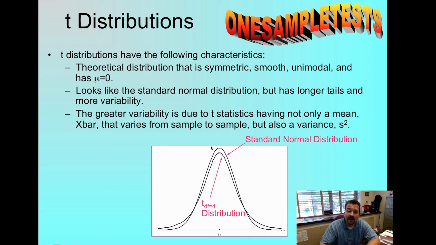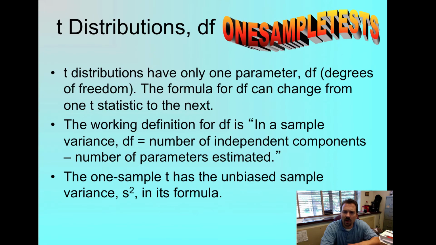The greater variability in the T distribution is due to the fact that it not only has a mean, x bar, that varies from sample to sample, just like the Z statistic does, but it also has variance, s squared, which also varies from sample to sample. I'll illustrate that a bit later as well. T distributions have only one parameter, degrees of freedom.